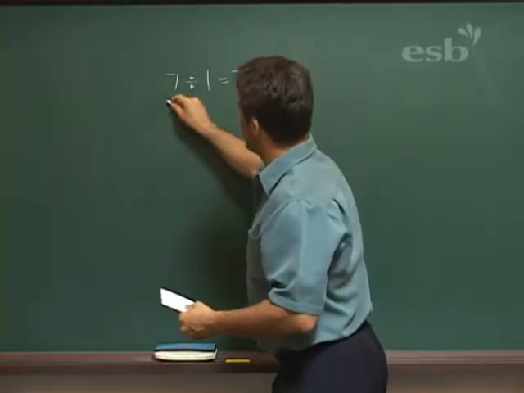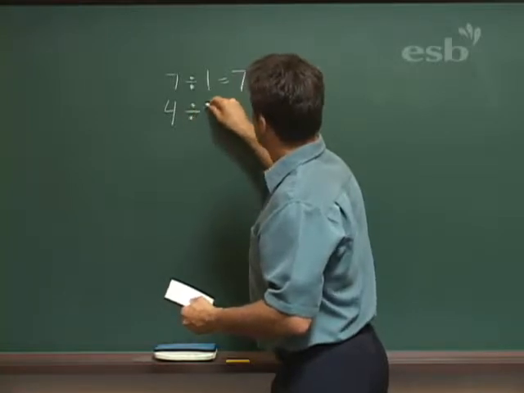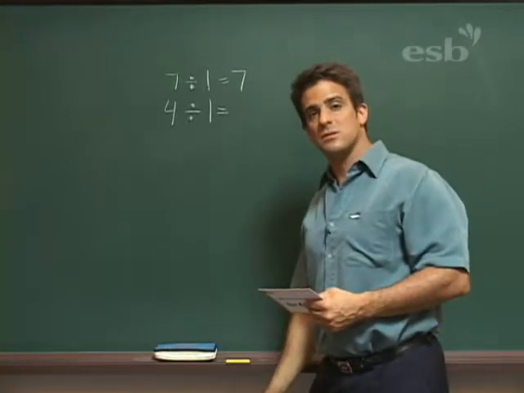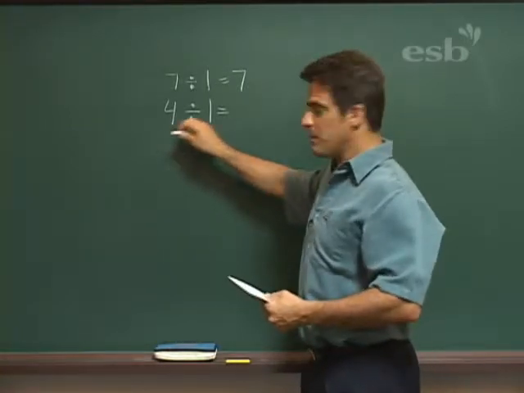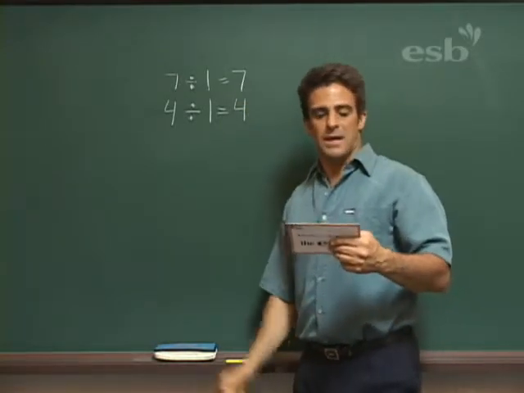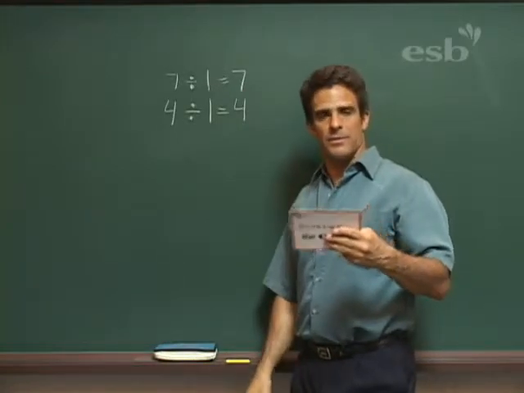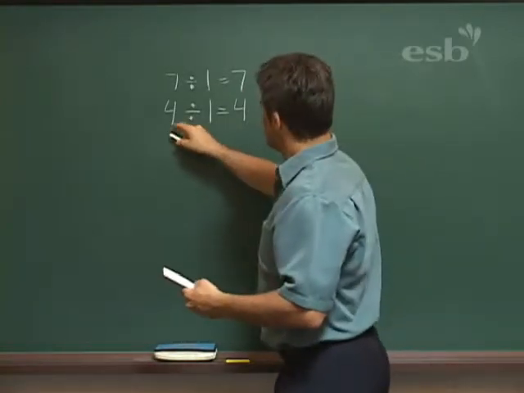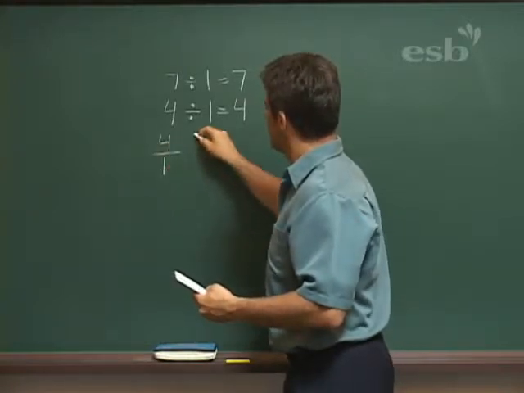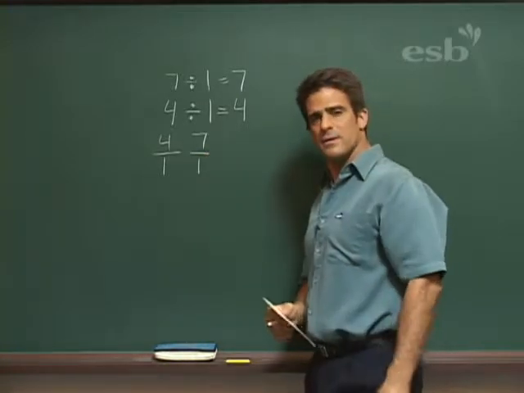How about we try another number? 4 divided by 1 equals that number. 4. Very good. Any number divided by 1 equals that number. So, 4 divided by 1 means 4 over 1. 7 divided by 1 means 7 over 1.